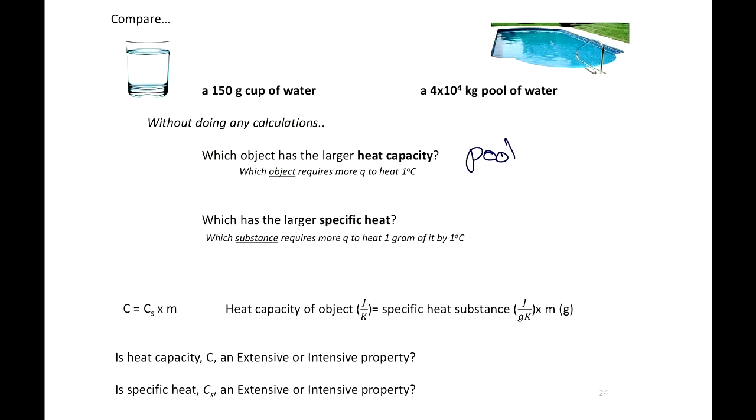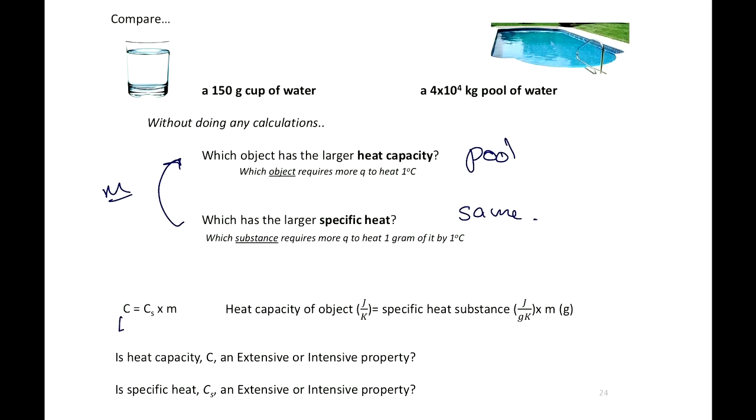But then which has the larger specific heat? They are the same because they're both made of water. Specific heat is joules per gram degree Celsius. If we're just comparing a gram of each of them, they're both going to have the same specific heat. But where these two objects differ is their size. The pool has much more mass involved. So that's how we see specific heat and heat capacity are related. There's that mass component involved in heat capacity.